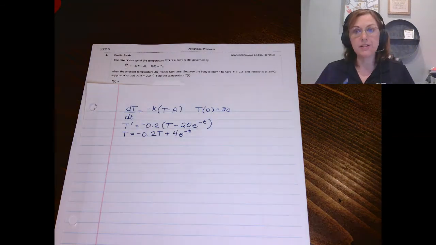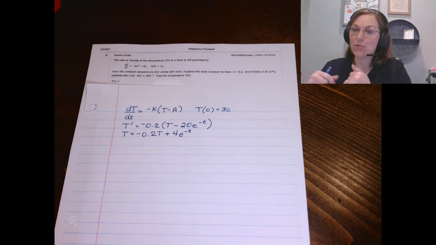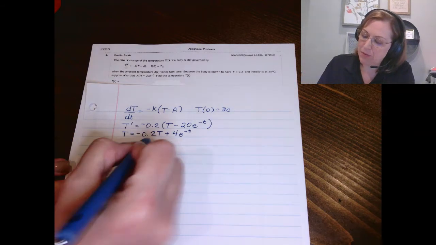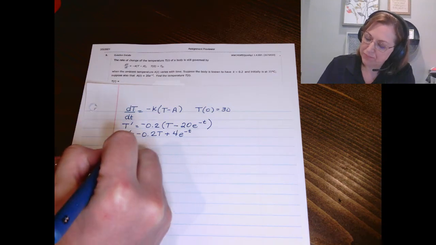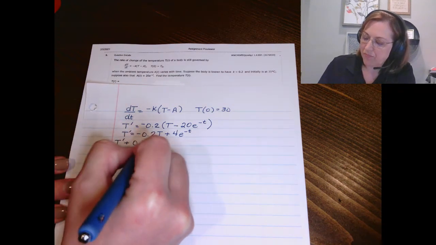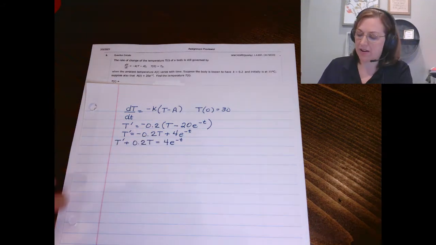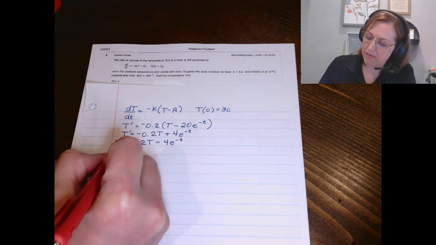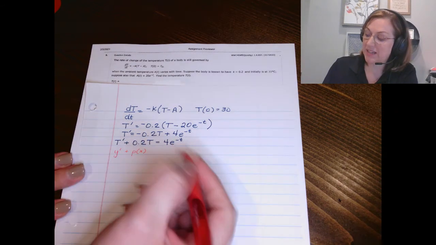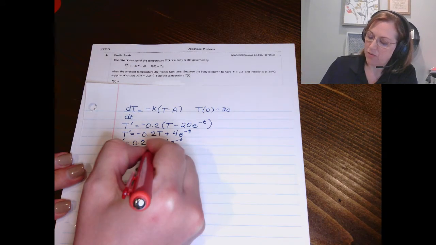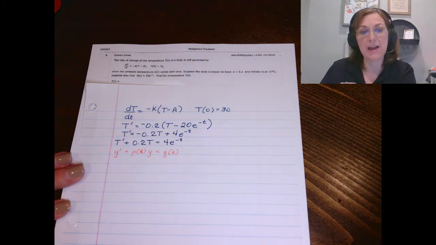Now, I want to try to get it into the pattern that we know for using the integrating factor. So I'm going to move, and I forgot a prime there, I'm going to move this term to the left. Now that we have that, I want you to look at what we have: y prime plus p of x, or p of t, times y equals q of t. That's the pattern we have here.